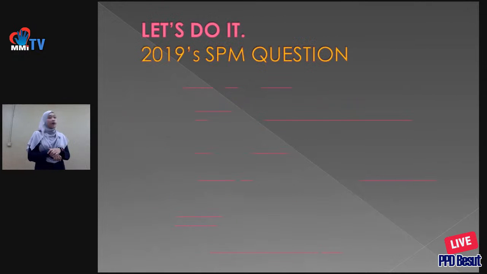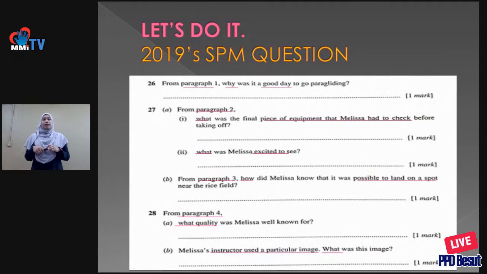Now, for today's lesson, we are going to do 2019 SPM questions. These are the questions: question 26, 27A 1 and 2, 27B, 28A and B. If you look at the screen, I already highlighted the words that I asked you to highlight just now. If you look at question 26, we highlighted paragraph 1, because we want to be reminded that I am going to find this answer in paragraph 1.